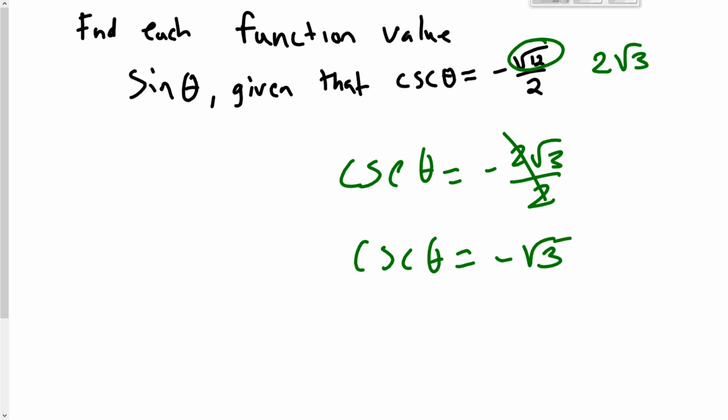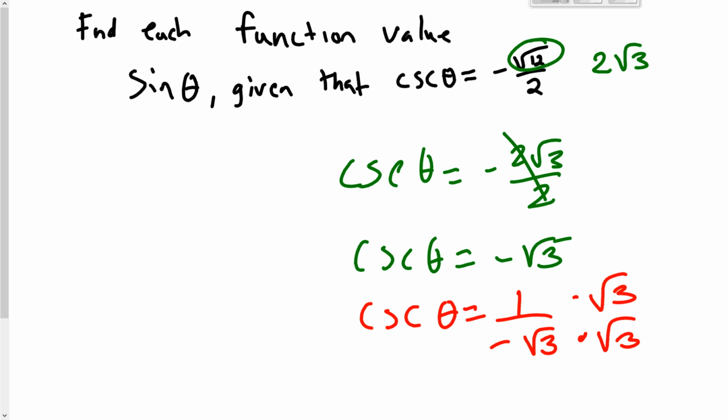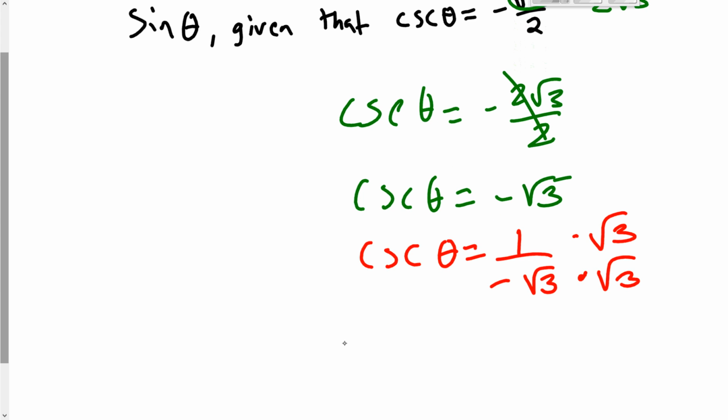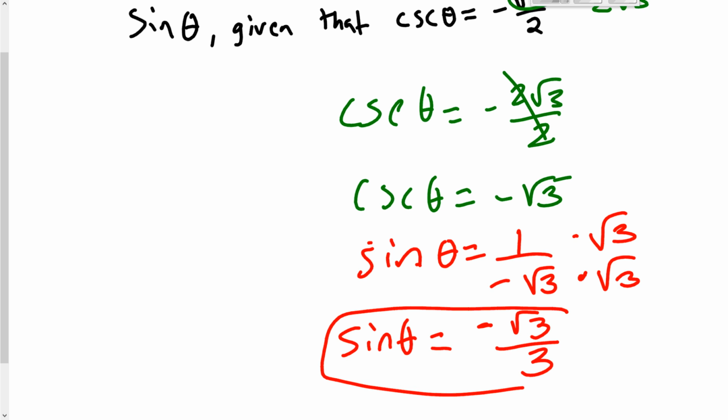Now I can flip that fraction, so sine theta equals 1 over negative root 3. Oh, and when I flip that, I should have changed this right here to sine, right? Rationalize the denominator, multiplying by root 3 on top and bottom. It's negative root 3 over positive 3. That negative can be on top or bottom or to the side, it doesn't matter.